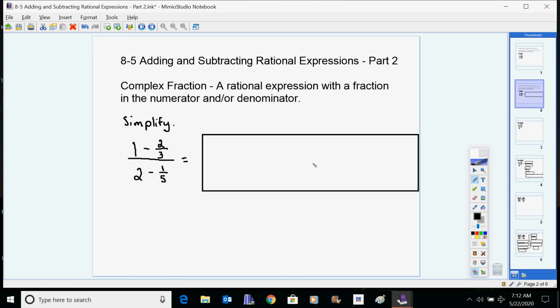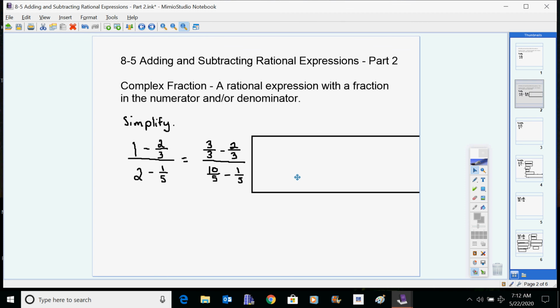So let's deal with just plain old fractions first of all. You're going to want to think about the numerator and the denominator separately. So when we think about the numerator, 1 minus 2/3 is 1/3. Okay, but you can do that by finding common denominators. 3/3 is 1 minus 2/3. 10/5 is 2 minus 1/5. And some of you might find it even more difficult to do the regular numbers than the rational expressions. So we'll see how that goes shortly.